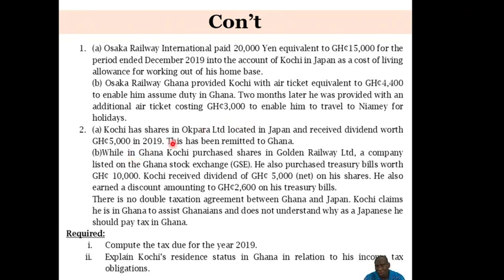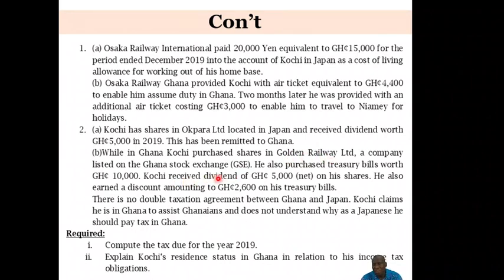Kochi has shares in Opara Limited in Japan and received a dividend worth 5,000 in 2019. This has been remitted to Ghana. While in Ghana, Kochi purchased shares in Golden Railway Limited, a company listed on the Ghana Stock Exchange. He also purchased treasury bills worth 10,000.